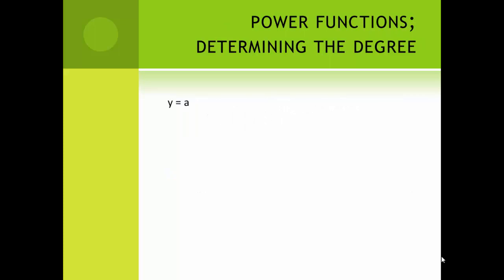So let's look at determining the degree of the power functions. The first one we're going to look at here, we've got y equals a. So a is just a constant, and obviously there's no variable there. So if there's no variable, then we have a degree of 0. Second one we have here is y equals a times x. If there's no number in the exponent there, we just assume that it is a 1. And if it's 1, that means we have a degree of 1. And this is just your basic linear equation.